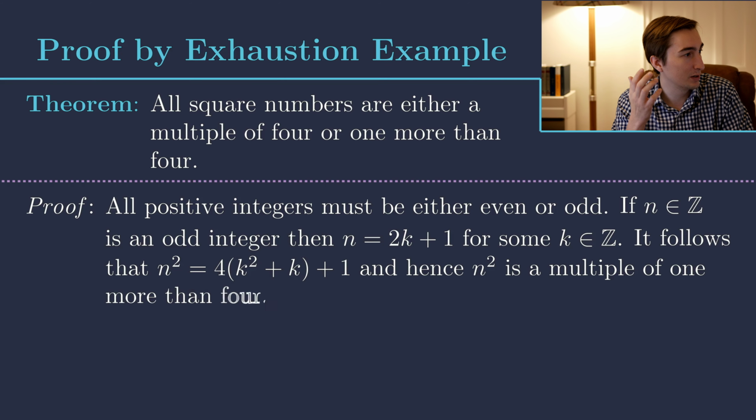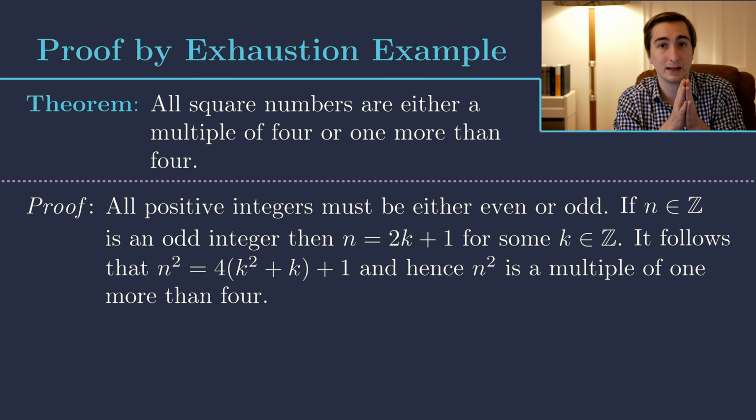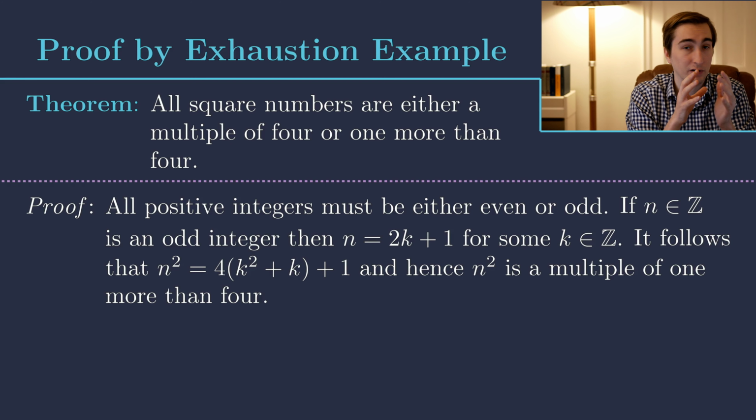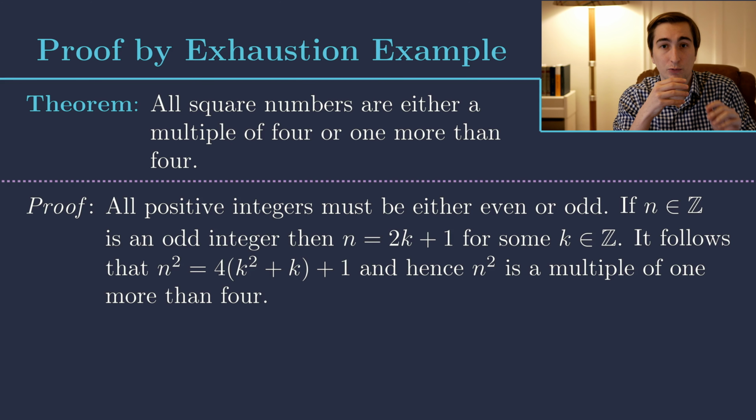It results immediately, by looking at it, that n squared is a multiple of 4 plus 1. We see here that by squaring an odd number, we get 4 times k squared plus k, plus 1. That's a multiple of 4 plus 1, which is exactly what we wanted to check as one of our cases in the theorem, right?